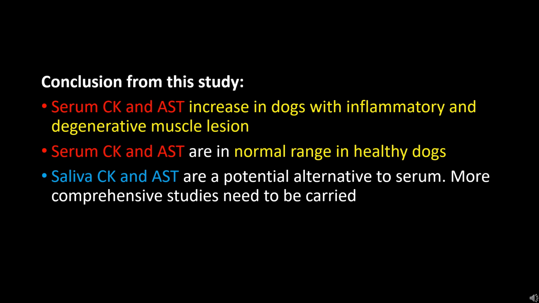So from this study, we can see that serum CK and AST increase in dogs with inflammatory and degenerative muscle lesion. Serum CK and AST are in normal range in healthy dogs, meaning we can see from the dogs from the healthy group, the serum CK and AST are in normal range. And although not in our syllabus, it is very interesting to point out that saliva CK and AST can be a potential alternative to serum due to its non-invasive collection. However, further studies need to be done in larger populations of dogs.